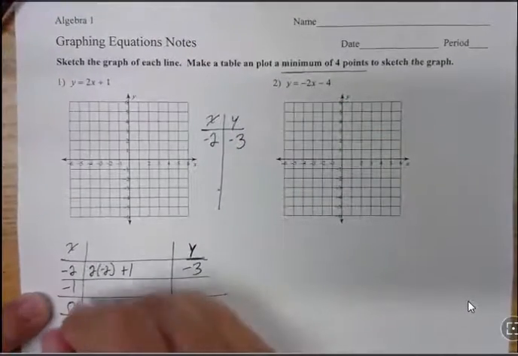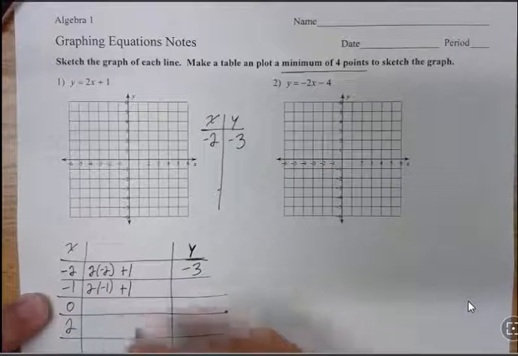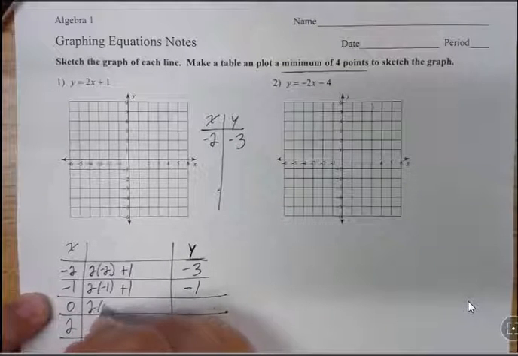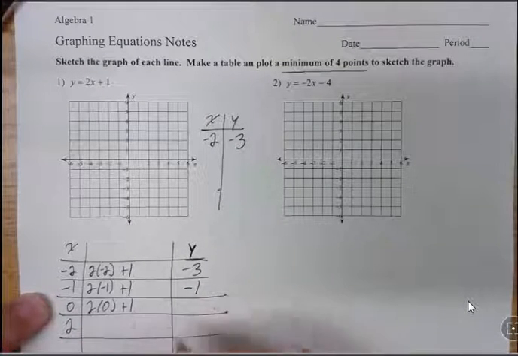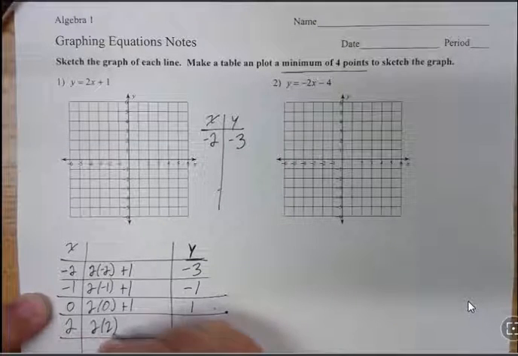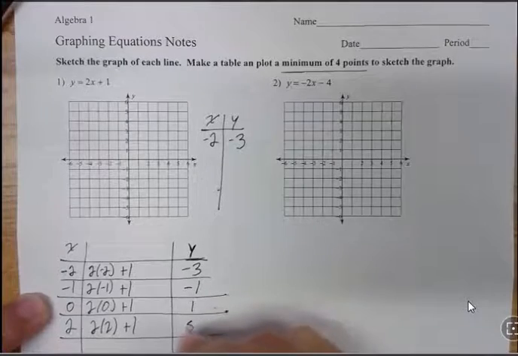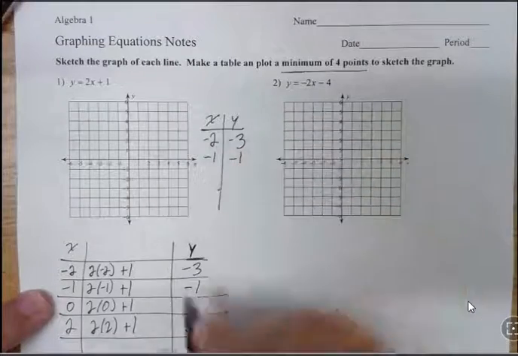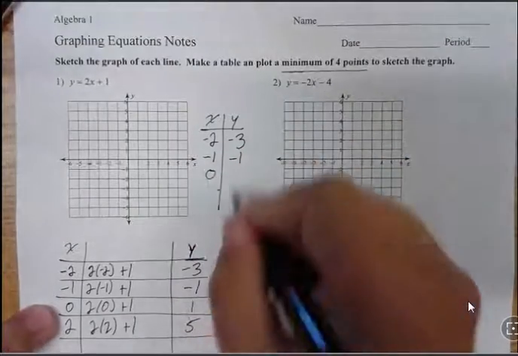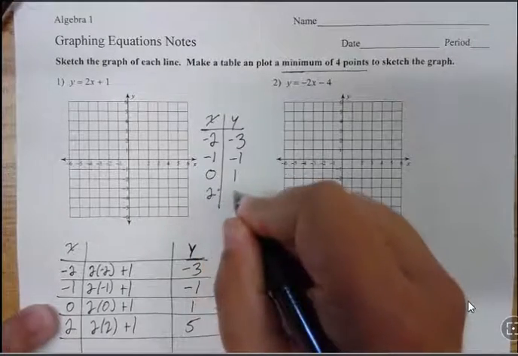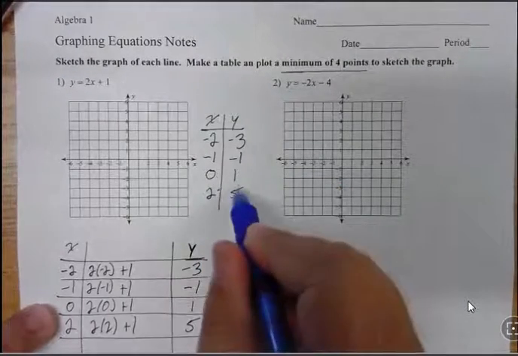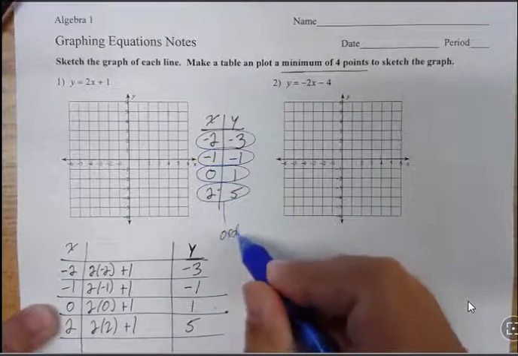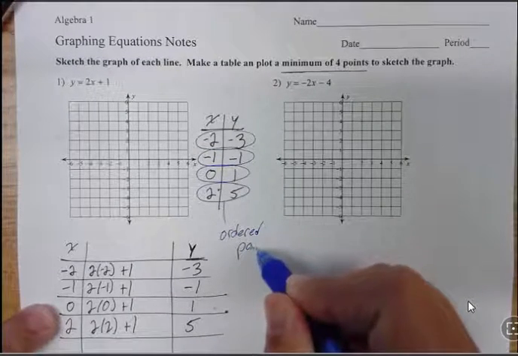Now I'm just going to do that for the other points. So 2 times -1 plus 1. 2 times -1 is -2, -2 plus 1 is -1. 2 times 0 plus 1: 2 times 0 is 0, 0 plus 1 is 1. 2 times 2 is 4, 4 plus 1 is 5. So my 4 points are (-2, -3), (-1, -1), (0, 1), and (2, 5). And again, these would be our ordered pairs, and that's what we're going to graph.